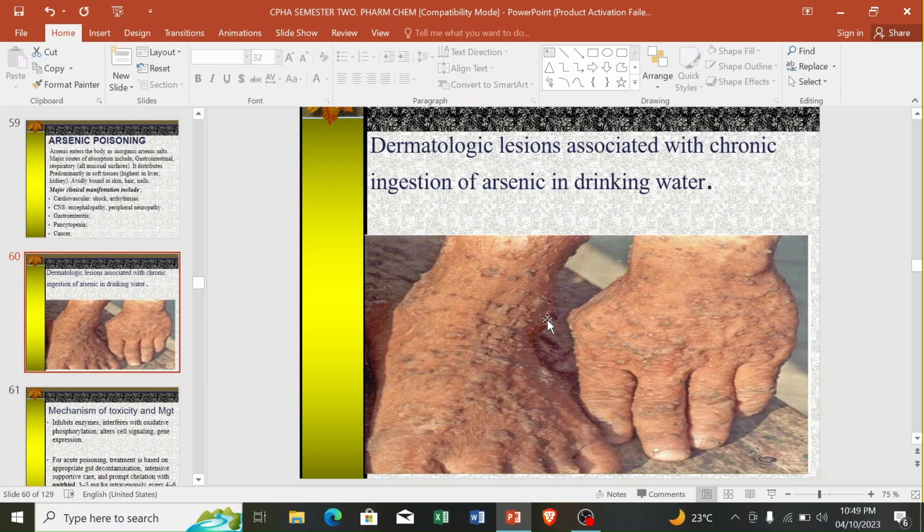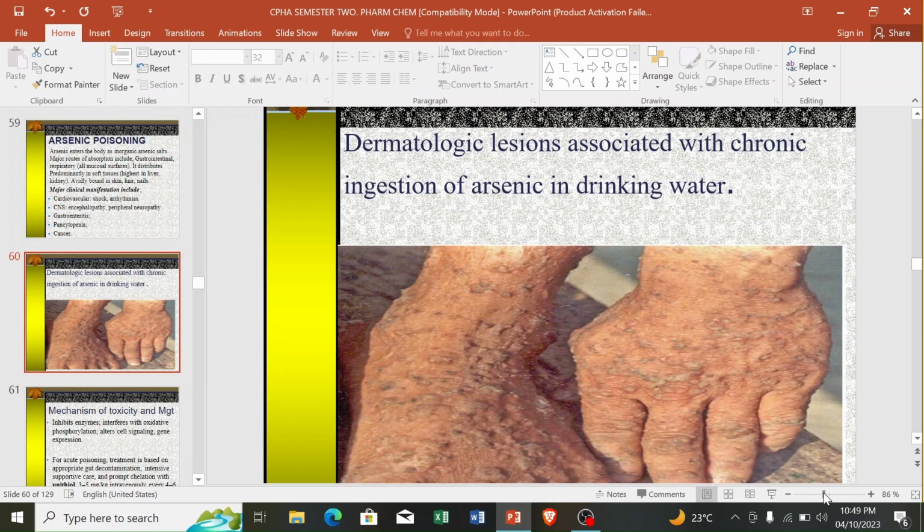Not every rash or lesion we see on the skin is as a result of arsenic poisoning. So don't go out there and manage every sign that you see as arsenic poisoning. Make sure you examine the patient well, and make sure that you carry out specific tests to find out what is the cause. However, this is how arsenic poisoning would affect the skin.